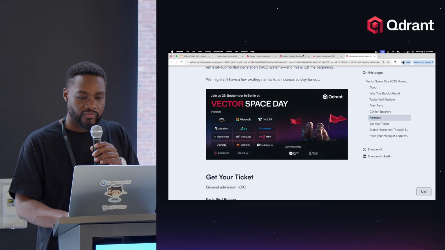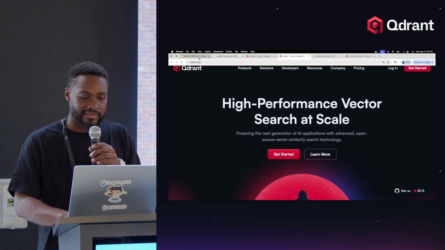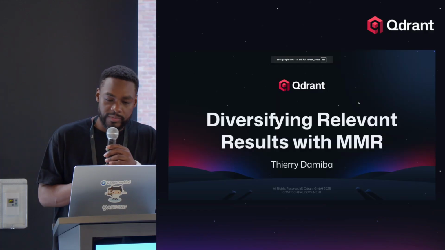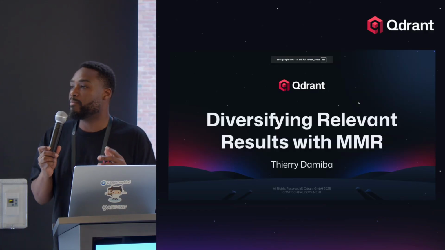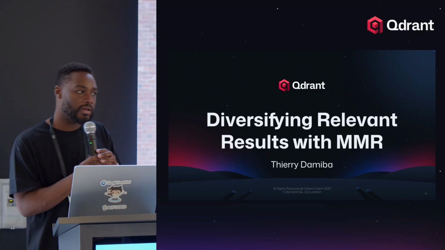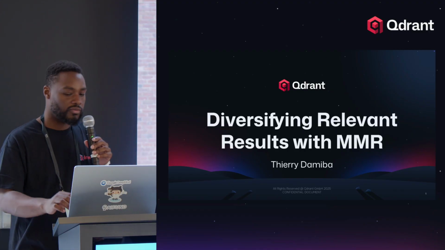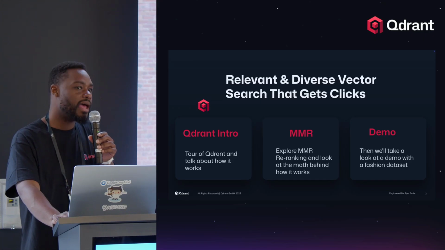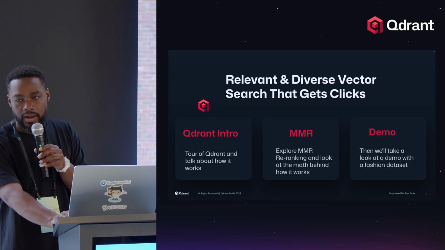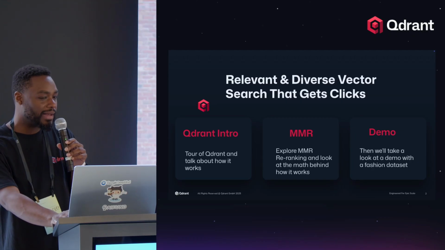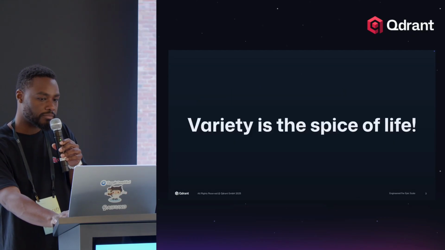So with that out of the way, let me pull up my slideshow. And as I mentioned, today we're going to be talking about MMR, which is maximum marginal relevance. This is a re-ranking algorithm to make sure that you get diverse results. So I'll start off with the Qdrant intro, then we'll do a dive into MMR, and finally I'll have a demo before I kick it off to Nia Macklin from Neo4j.